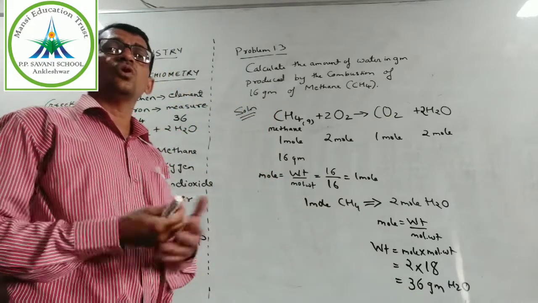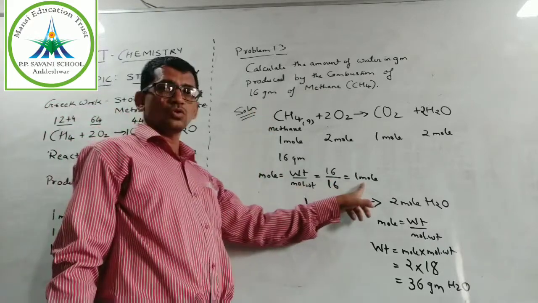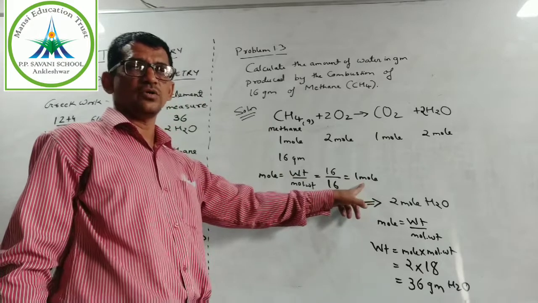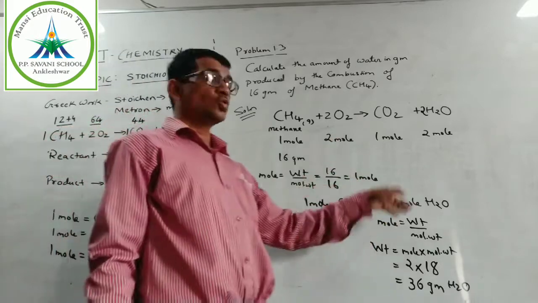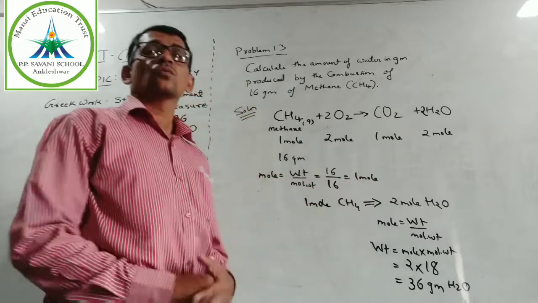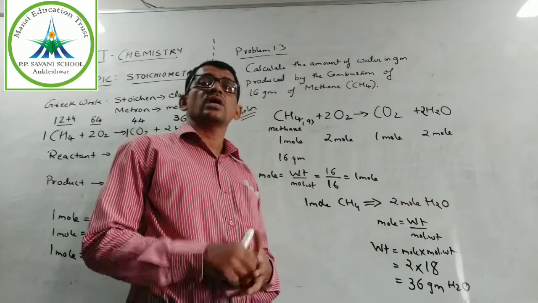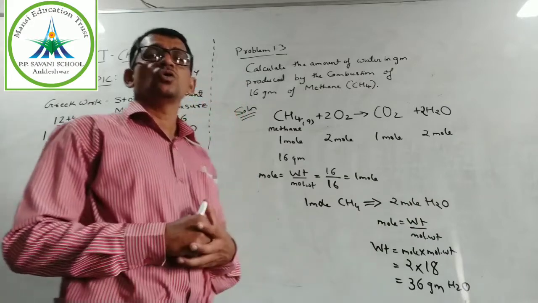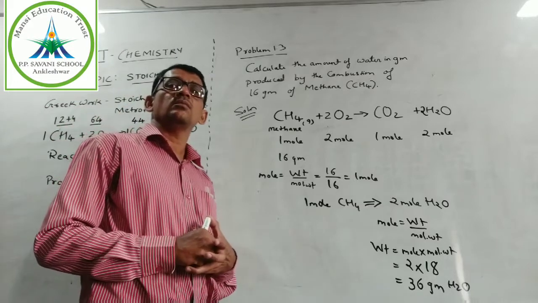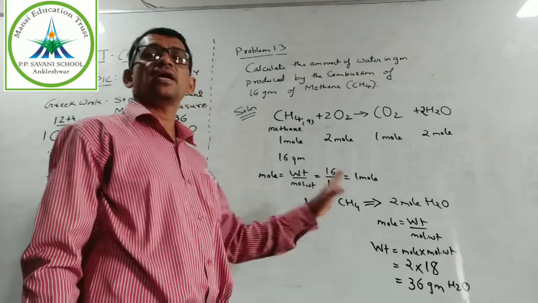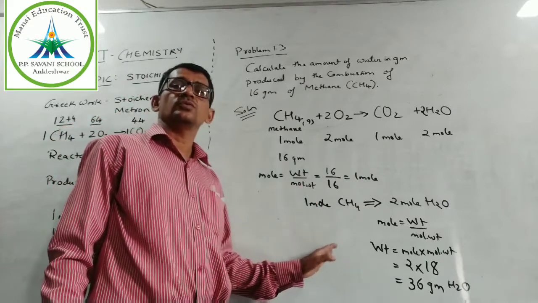Okay, in terms of molecules also you can find. 1 mole of methane, so Avogadro's number 6.022 into 10 raised to 23 molecules of methane gives 2 mole of water. So in terms of molecules, Avogadro's number multiplied by 2, so it is 6 multiplied by 2, so 12 point something multiplied by 10 raised to 23 molecules of water will be produced.